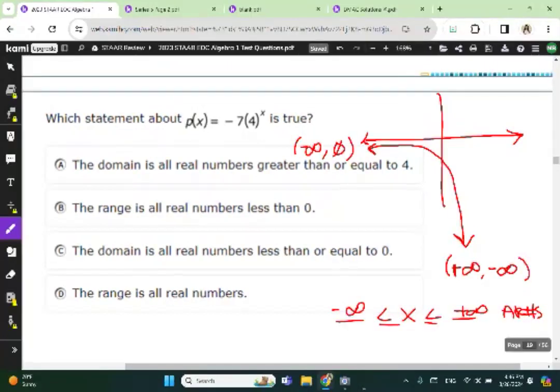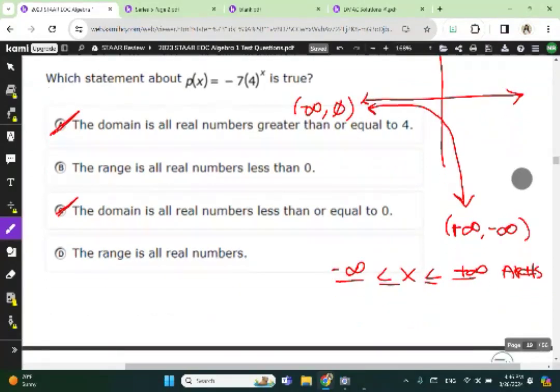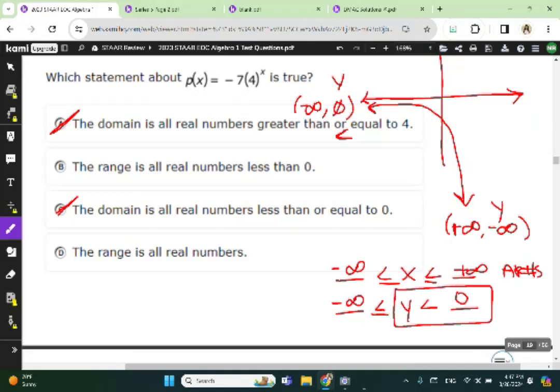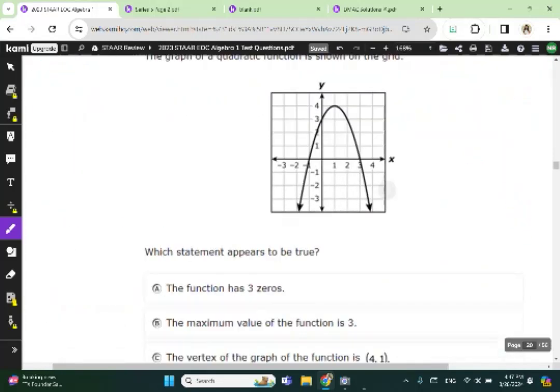Okay, now for the range. Your y values are going from negative infinity to the 0. Remember, anywhere there it goes to 0, it's approaching the asymptote, so it's not actually touching. So negative infinity to positive 0, not underlined. That means it's going to be all real numbers less than 0. Your answer is B.